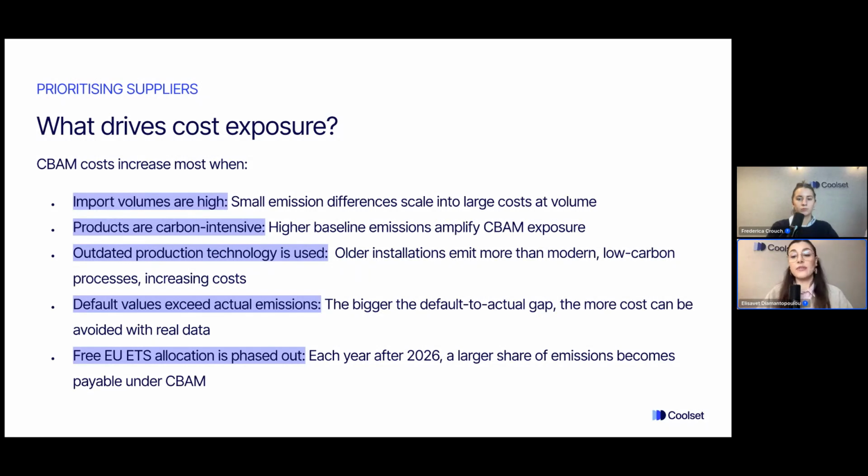Then, of course, there is the difference between using default values or actual values, as it will definitely lead to lower emissions if you use actual emissions. And the last point is the free EU ETS allocation system, which is phasing out as the years go by.